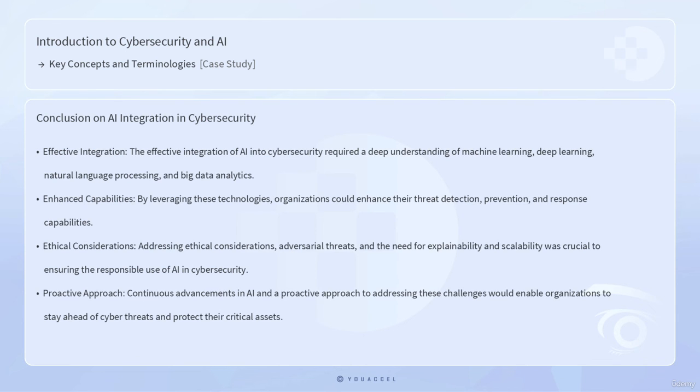In conclusion, the effective integration of AI into cybersecurity required a deep understanding of machine learning, deep learning, natural language processing, and big data analytics. By leveraging these technologies, organizations could enhance their threat detection, prevention, and response capabilities. However, addressing ethical considerations, adversarial threats, and the need for explainability and scalability was crucial to ensuring the responsible use of AI in cybersecurity. Continuous advancements in AI and a proactive approach to addressing these challenges would enable organizations to stay ahead of cyber threats and protect their critical assets.